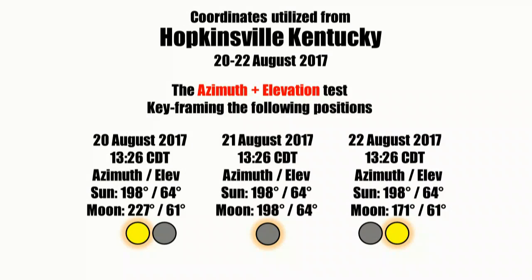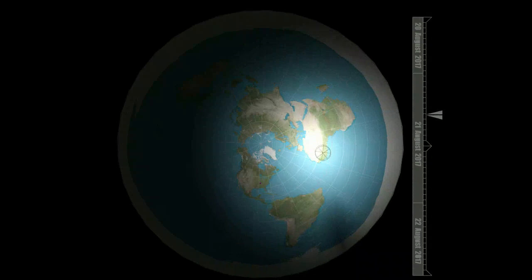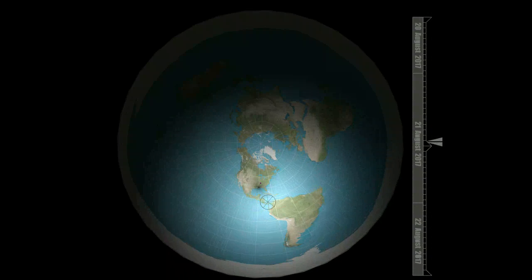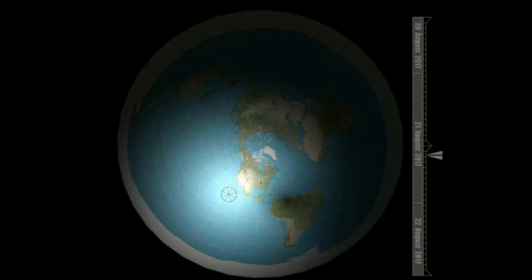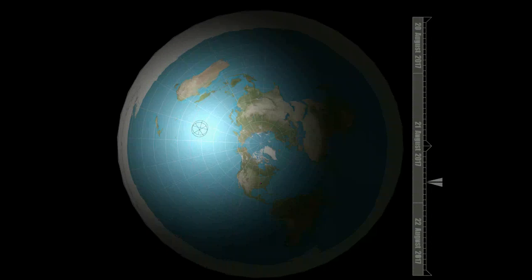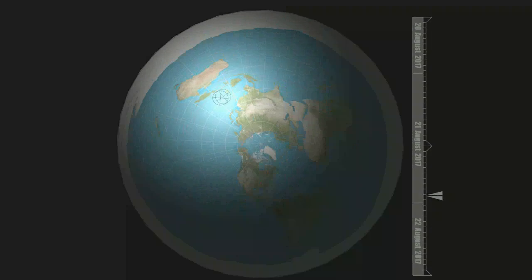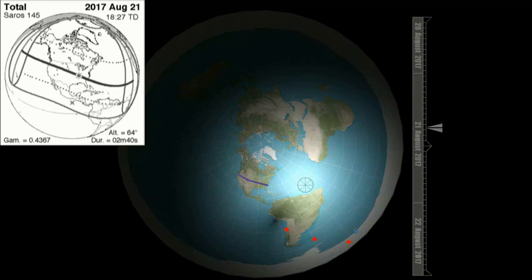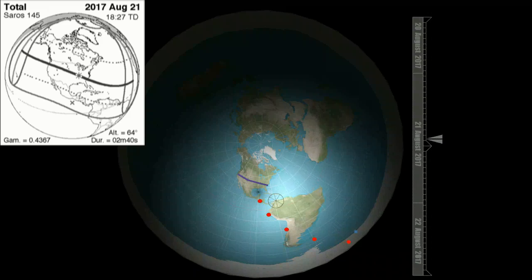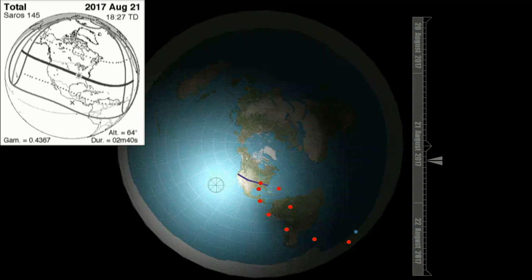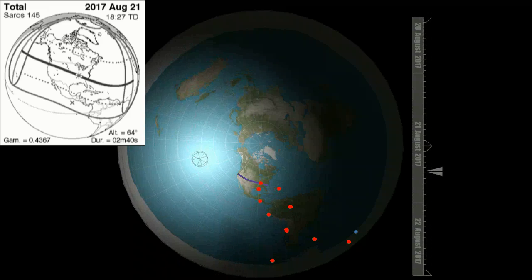Oh, by the way, if you want to see how the eclipse looks on the flat Earth, using the real data and real scales, or at least the scales that are produced by flat earthers, this will be the result of the eclipse in August of 2017. So it seems more like the place to be is not in Hopkinsville, Kentucky, but somewhere down in Chile, because they're going to get the eclipse twice.